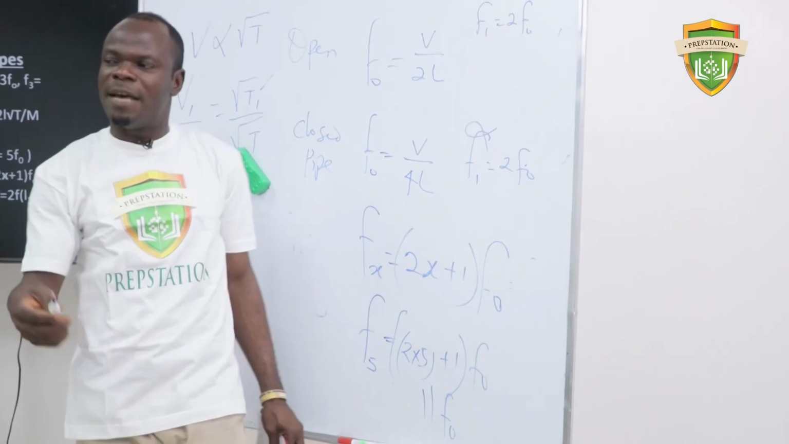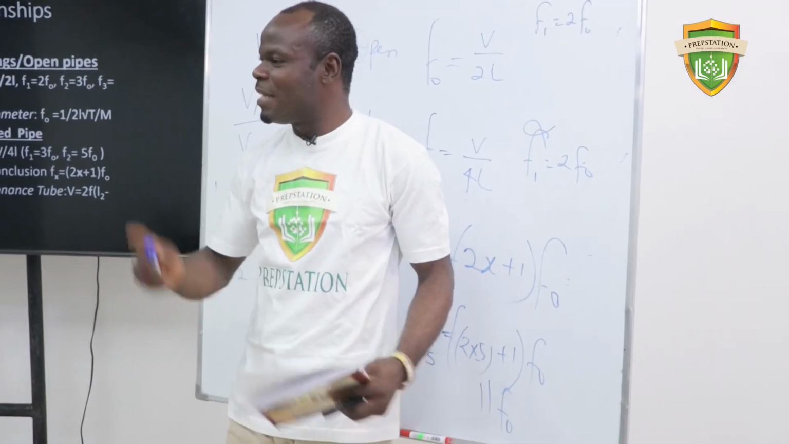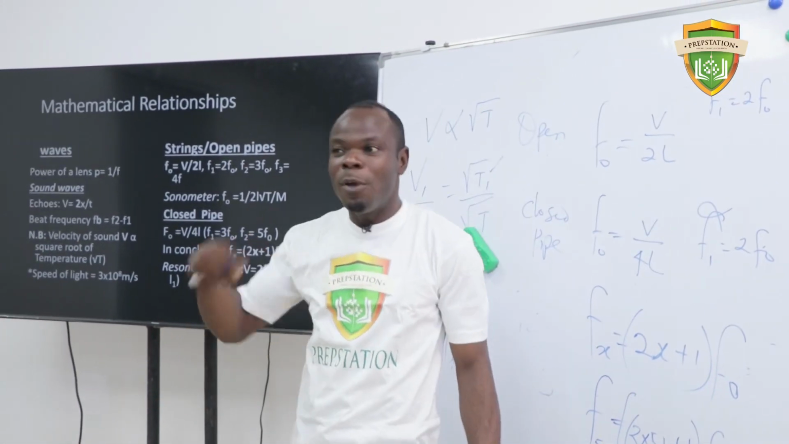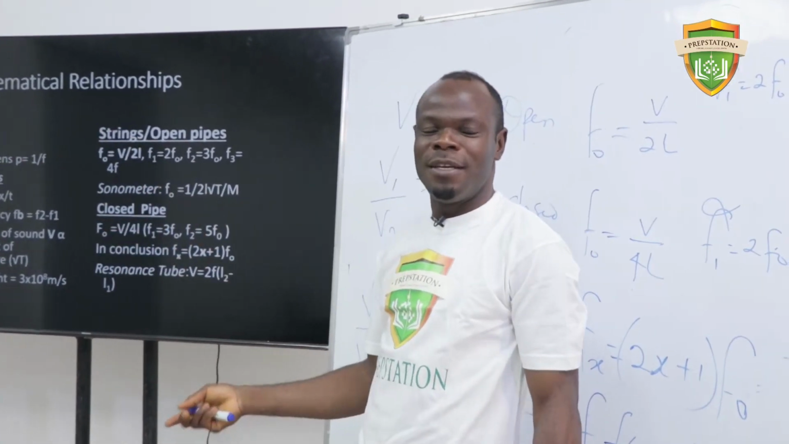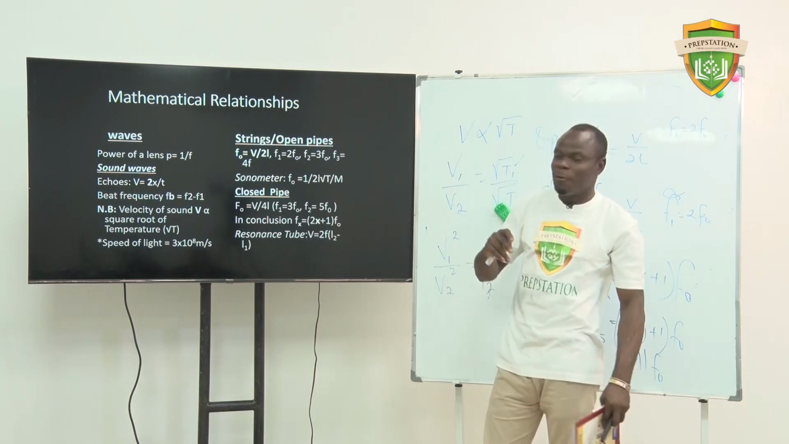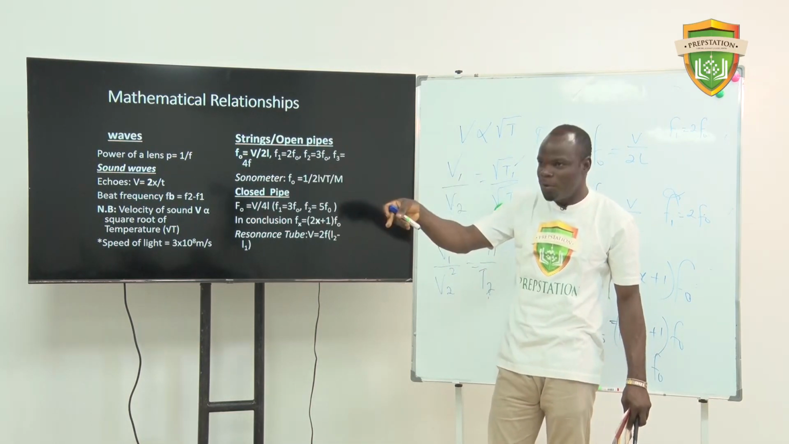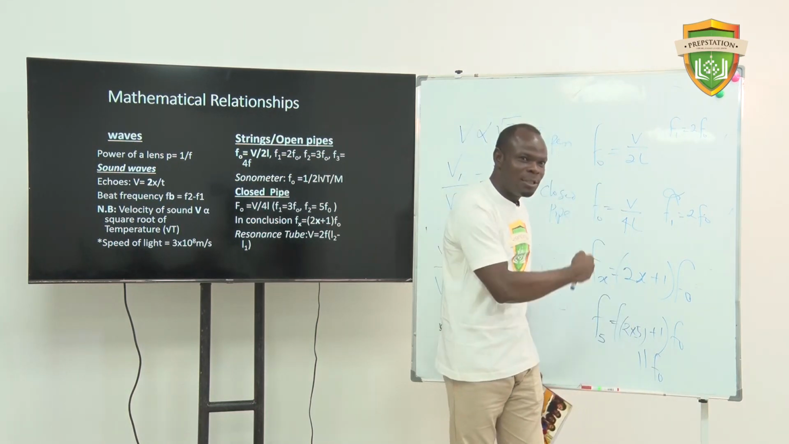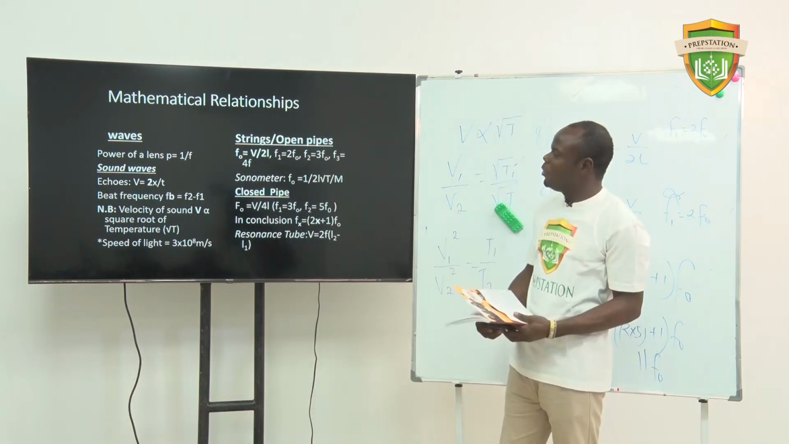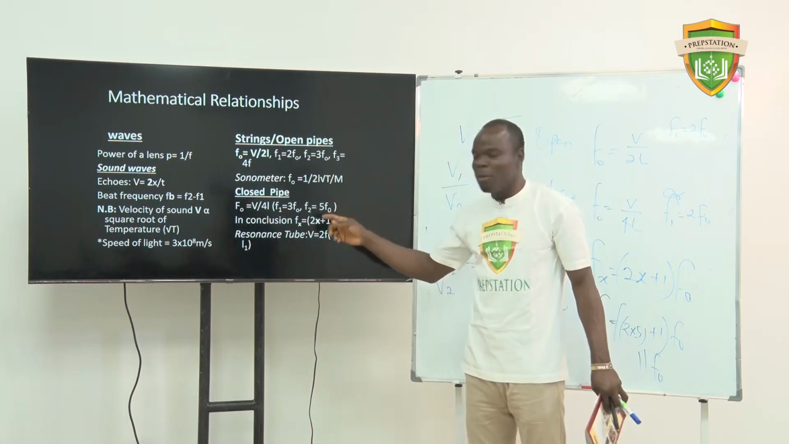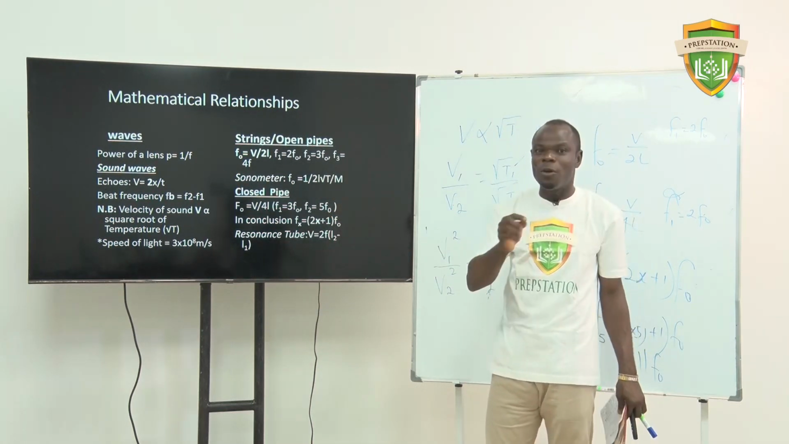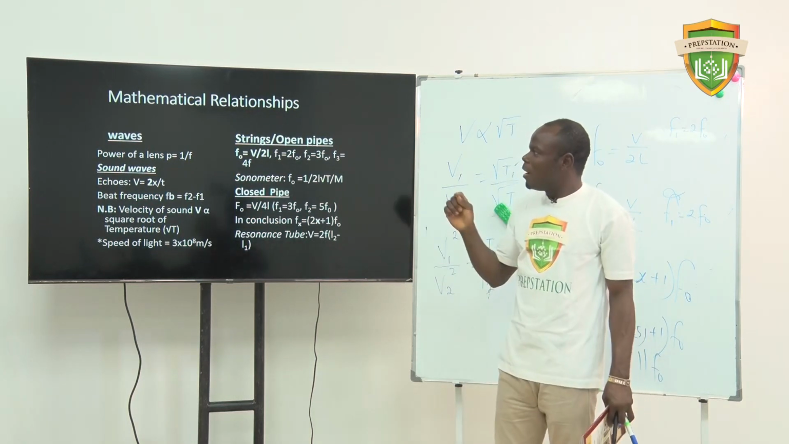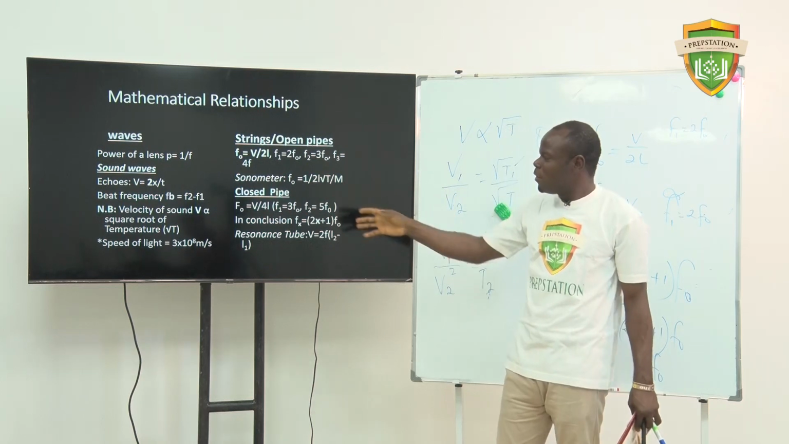If I need f7, what do I do? I'll just multiply 7 by 2, okay? And I'll have 14 plus 1, then that's 15 f naught. Lastly, if I need f15, what will I do? That's 15 times 2, that's 30 plus 1, and I have 31 f naught, giving you odd values before your f naught. But take note of f naught for each of them: f naught for string, an open pipe, and then f naught for closed pipe.